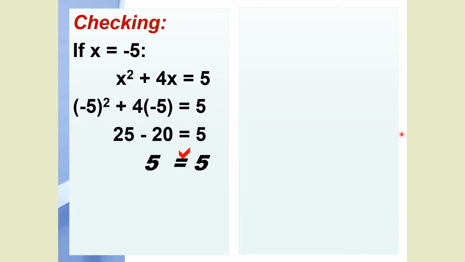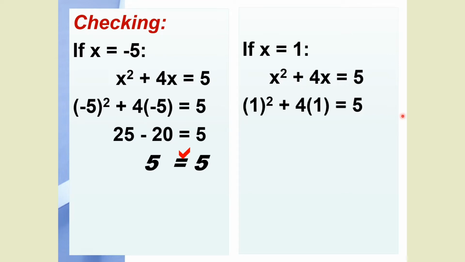So, correct. Check. Next. If x is equal to 1, substitute yung 1 sa variable x in this equation, x squared plus 4x equals 5. So, we will have 1 squared plus 4 times 1 equals 5. 1 squared is 1, and 4 times 1 is 4 equals 5, and 1 plus 4 is 5. So, the left side is equal to the right side.